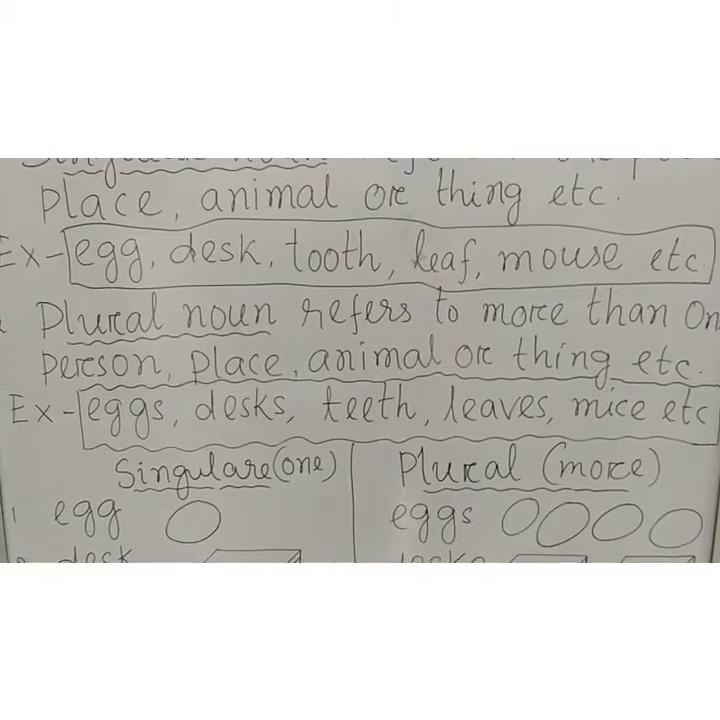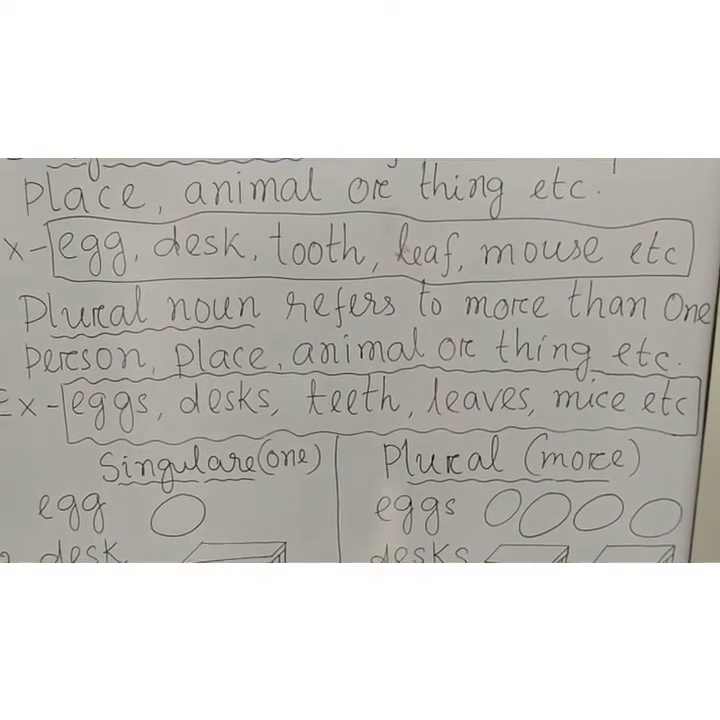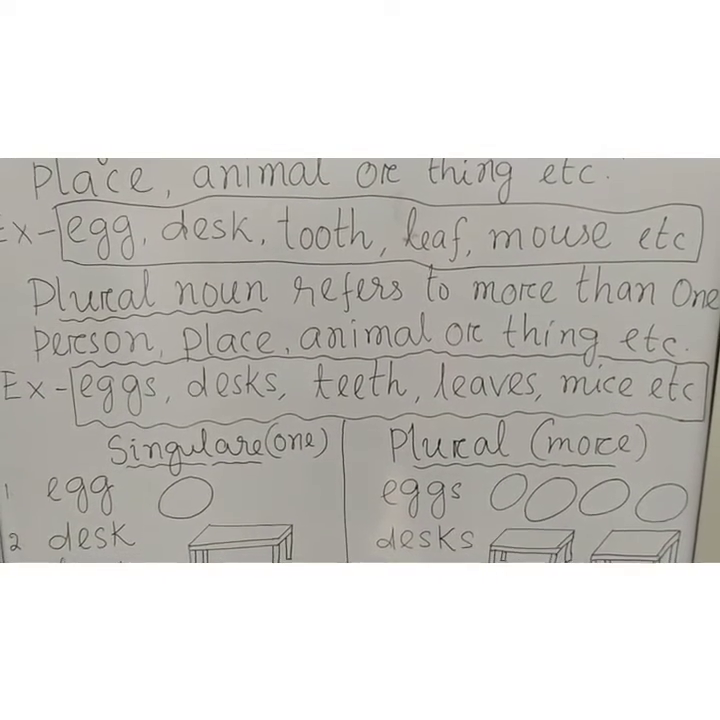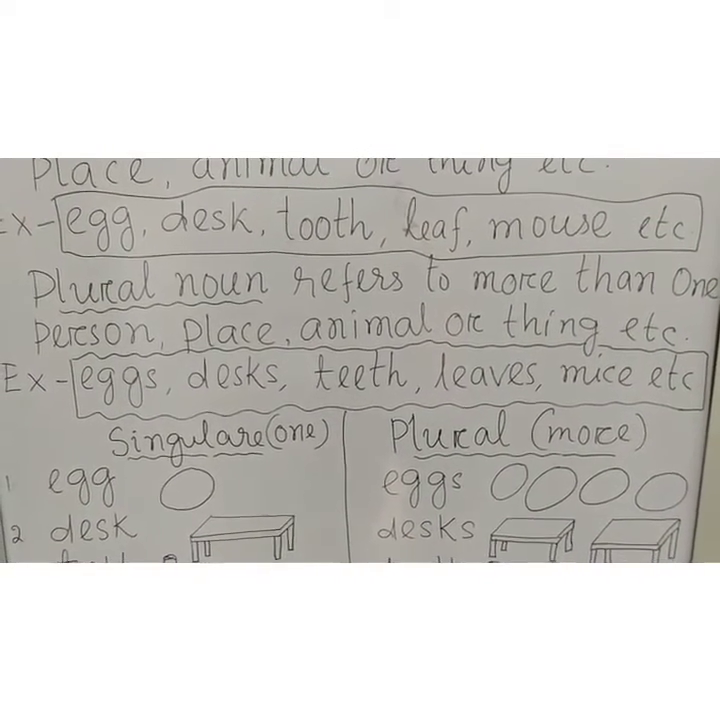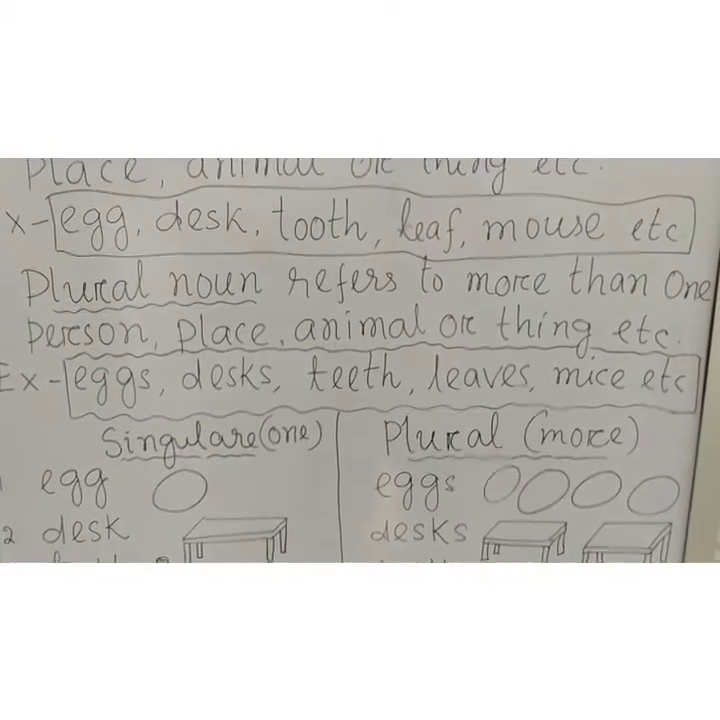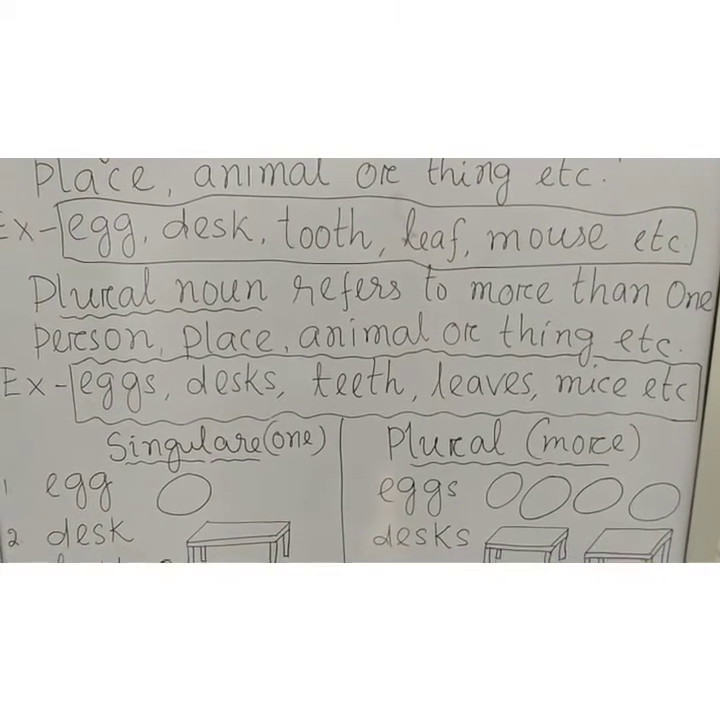Now, definition of plural noun. Plural noun refers to more than one person, place, animal or thing, etc. Example: eggs, desks, teeth, leaves, mice, etc.